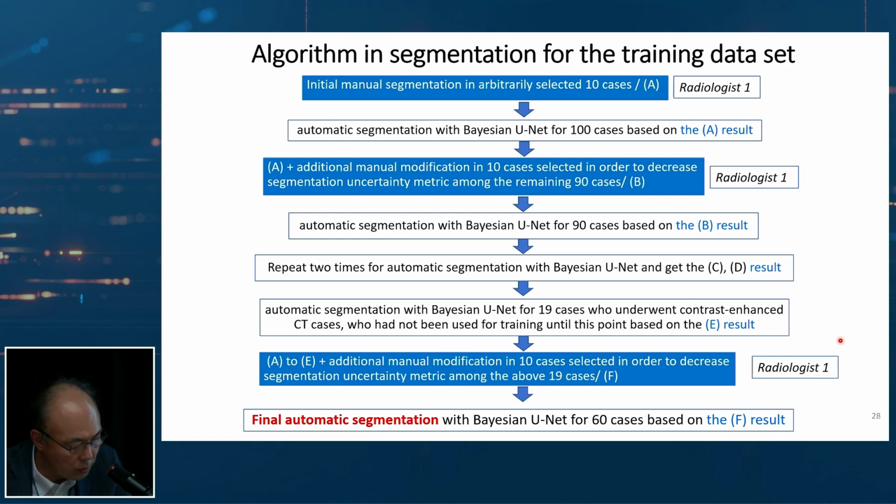We repeated this 3 times to select these 10 uncertain cases, and the algorithm improved. Finally, I added some contrast-enhanced cases. And finally, we got the full automatic segmentation of the Bayesian U-Net for 60 cases based on the best result.